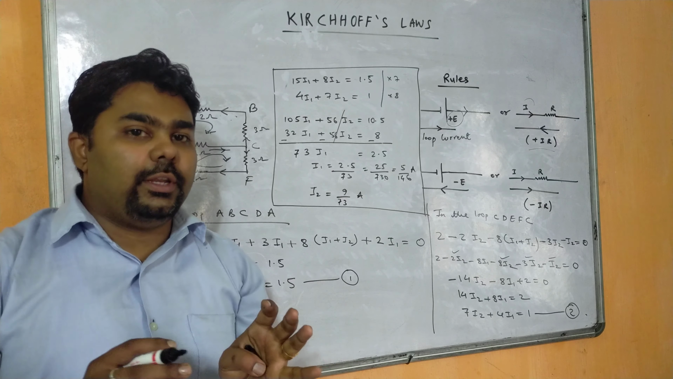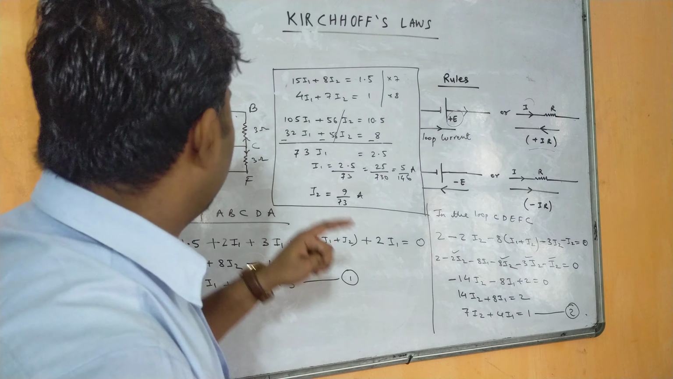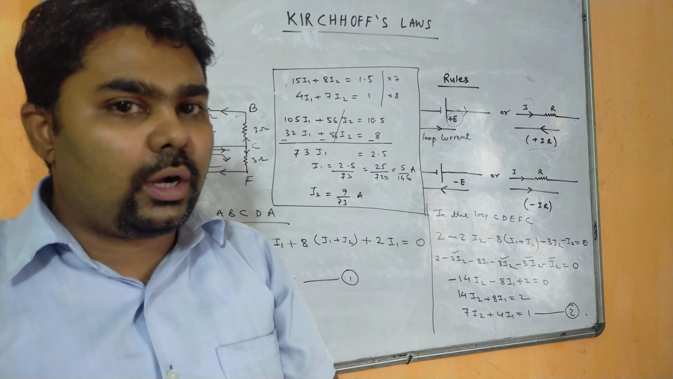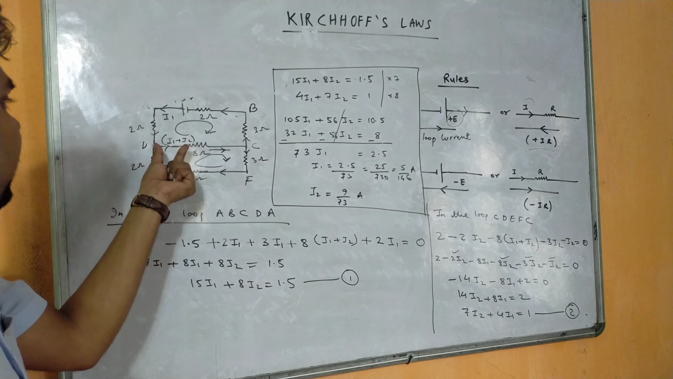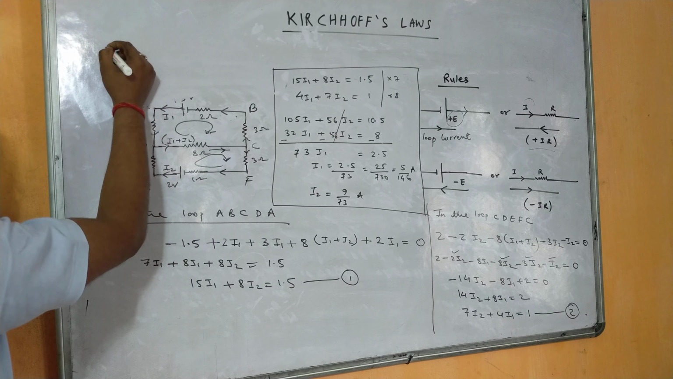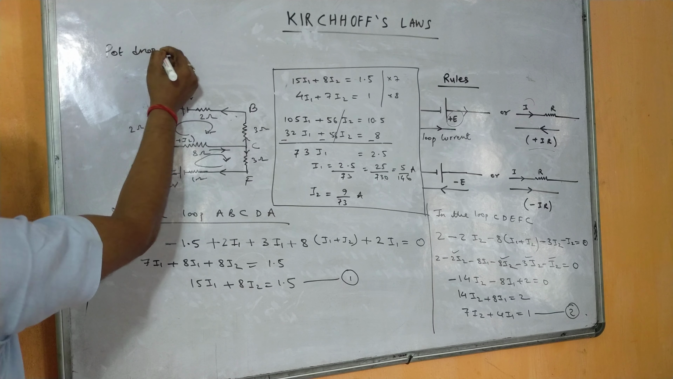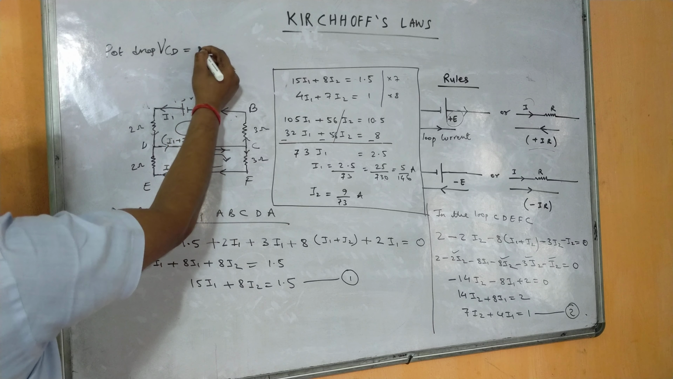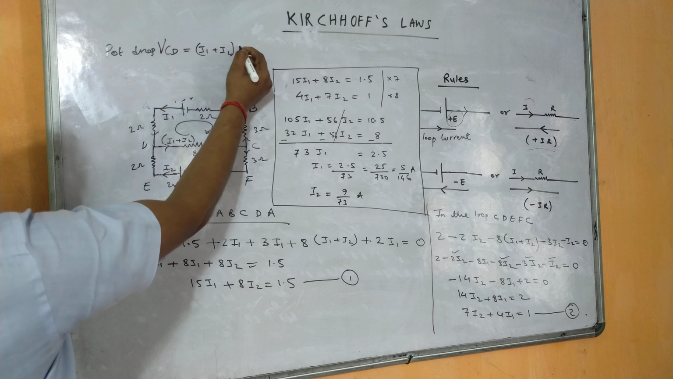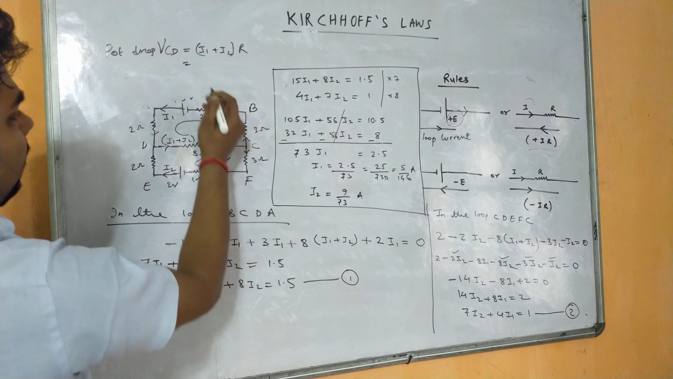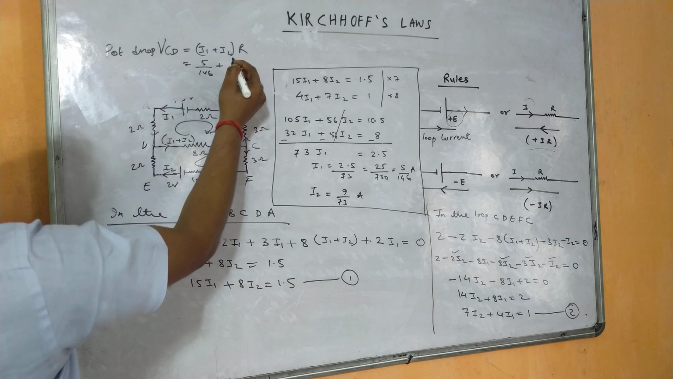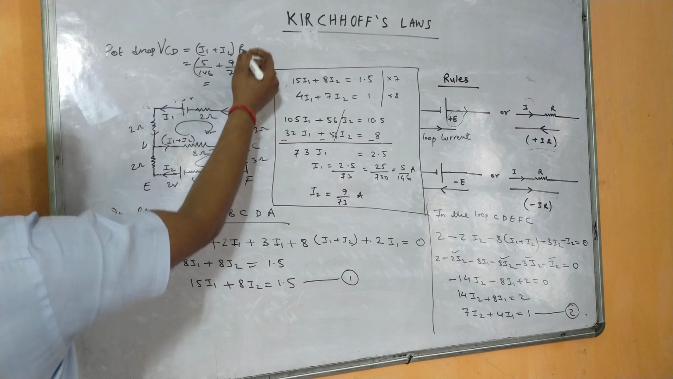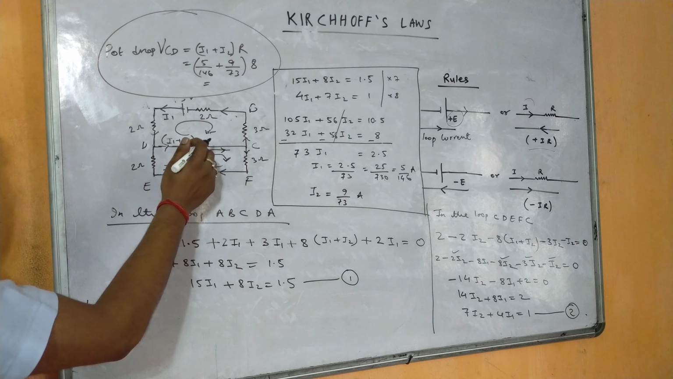But if in the same question it is mentioned, what is the potential drop across 8 ohm? So potential drop across 8 ohm means I into R. Our R is 8, and what is our I? I1 plus I2. So the potential drop across CD, you can say, that is VCD, that is I1 plus I2 into R. So I1 is 5 by 146 plus I2 is 9 by 73, into 8. When you solve this one, we will get the potential across 8 ohm.